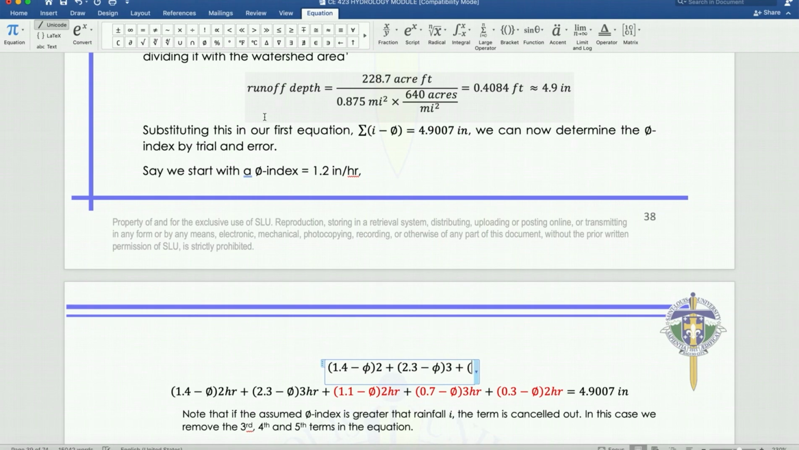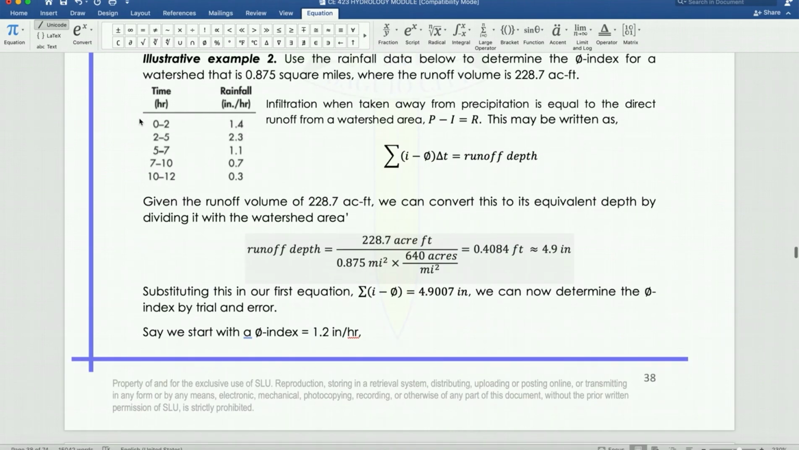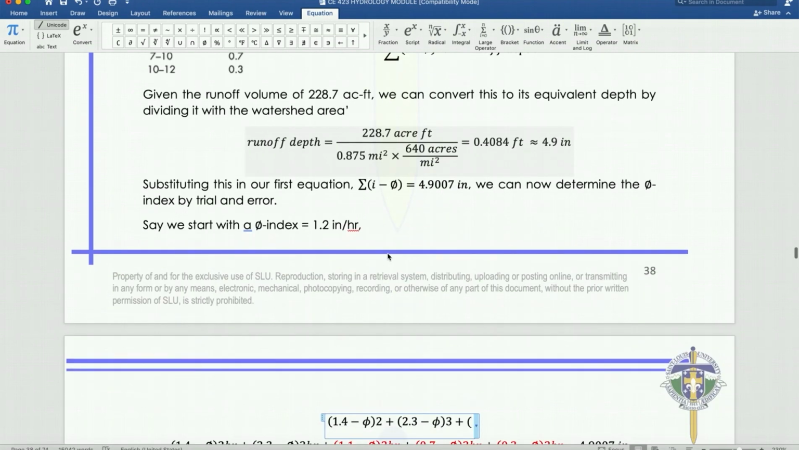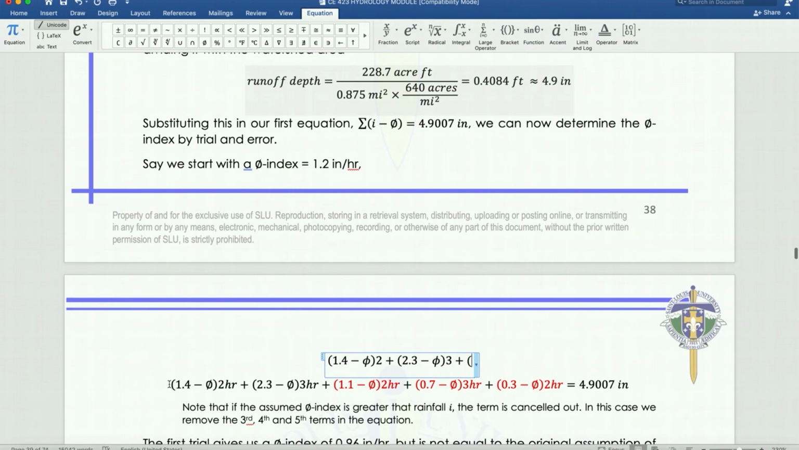Plus, we have here 1.1 minus phi times 5 to 7, that is 2 hours. 0.7 minus phi times the hours from 7 to 10, that is 3 hours. Then 0.3 minus phi times the hour. So, we have here 1.4 minus phi times 2 hours, 2.3 minus phi, that is equivalent to 3 hours.